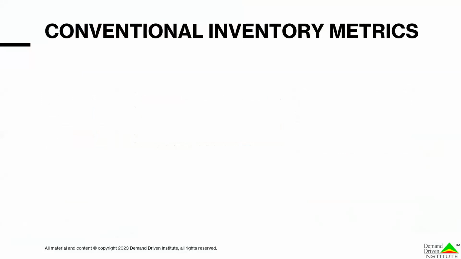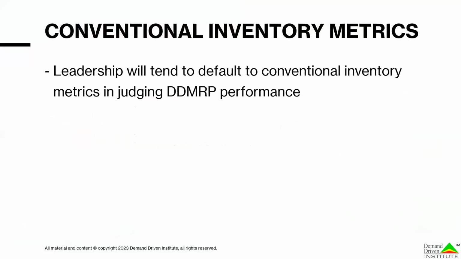So what they're going to do is default to conventional inventory metrics, and they're going to judge DDMRP performance on those conventional inventory metrics. Because fundamentally, guys, regardless of what you tell them, they think about DDMRP as an inventory initiative most of the time. You can say, no, it's a service initiative. No, it's a flow-based initiative. But the way that they manifest it in their brain is it's inventory. So what 3 metrics are they going to default to?